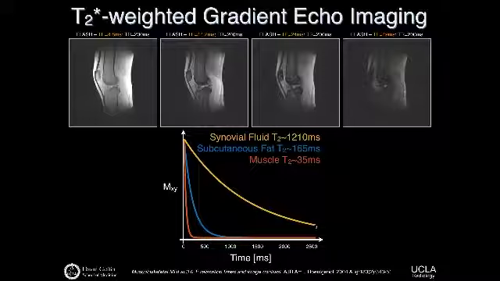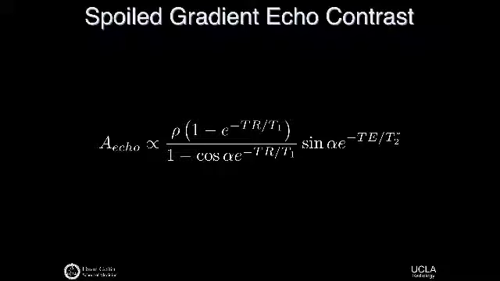So what's the point? Well, the point is we can adjust the T2 star weighting in our image by adjusting our TE. And we saw that in the previous expression. We can adjust our TE, and that's related to the T2 star signal intensity of different tissues.